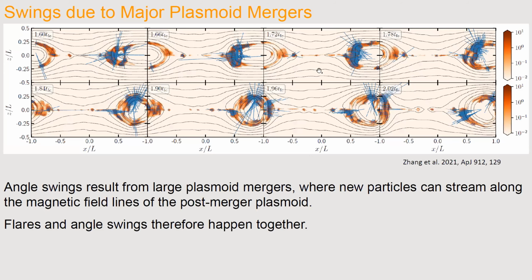And as shown in this series of snapshots, when the two plasmoids merge on the right side here, many new particles are accelerated. Since the secondary reconnection is very similar to the primary reconnection, the two outflow directions are not always symmetric. In this case, more particles are accelerated moving up than going down.